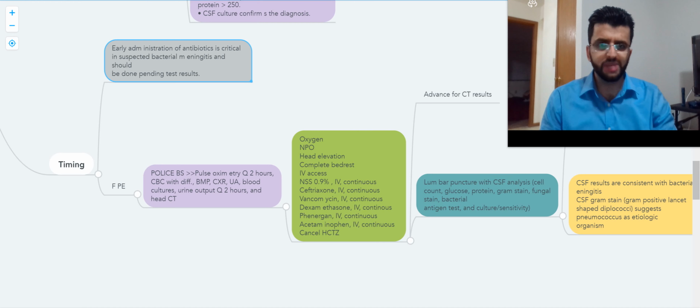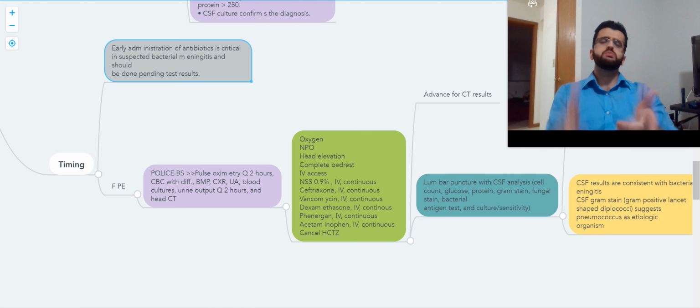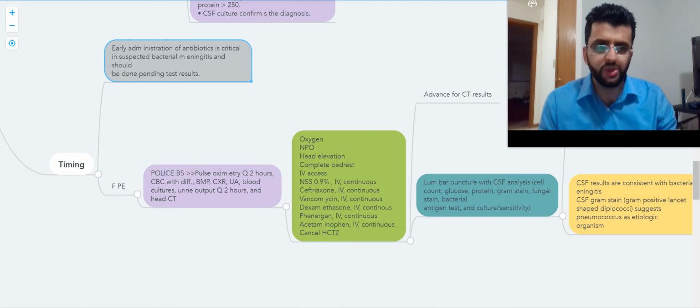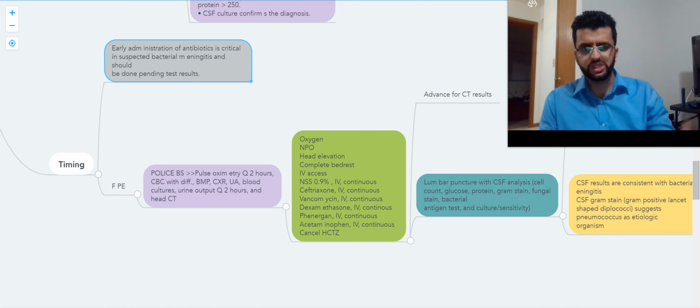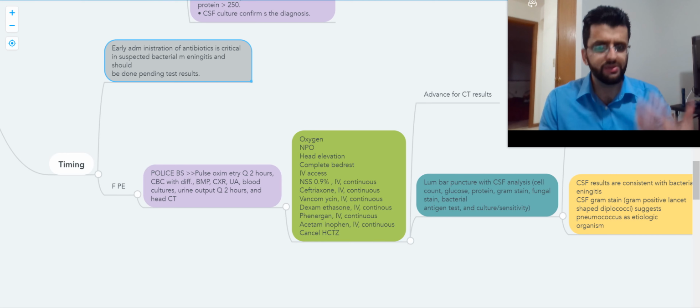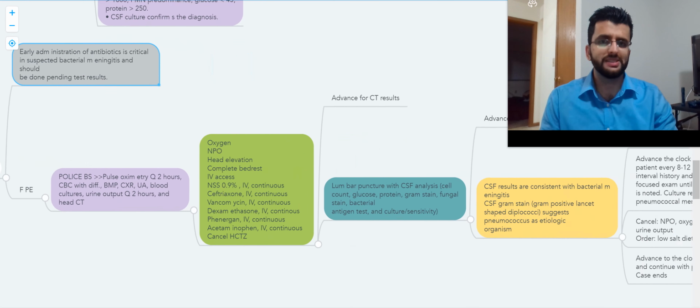Ceftriaxone, vancomycin, blindly, okay? We just shoot blindly. We don't know what's going on. So we give ceftriaxone, vancomycin, we give dexamethasone IV just to decrease the inflammation, IV Phenergan for the nausea, acetaminophen IV for the fever, and we cancel the hydrochlorothiazide, okay?